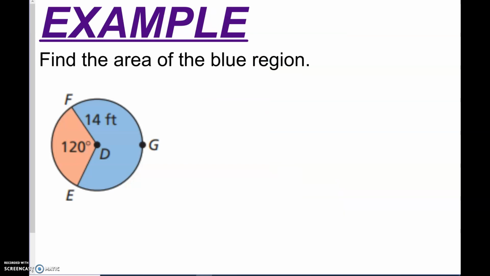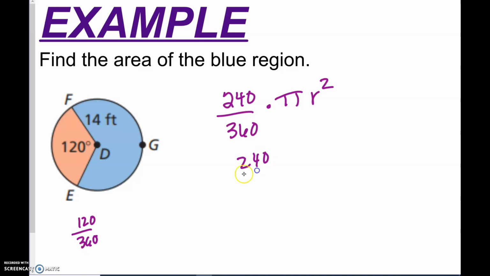All right, so let's see here. Find the area of the blue region. Well, again, we're going to take that sector there. So if the pink region would be 120 over 360, then that means the blue region is going to be 240 over 360 times pi radius squared. In this particular example, the radius is 14. So we're going to multiply by pi 14 squared.